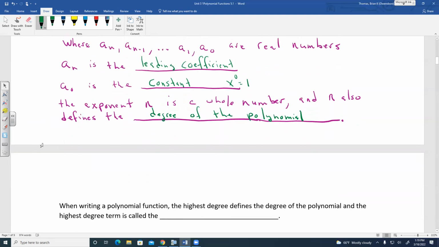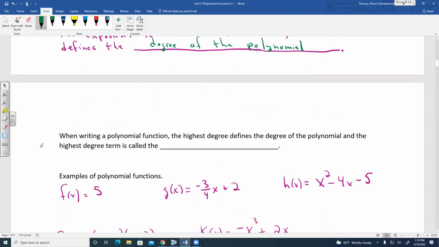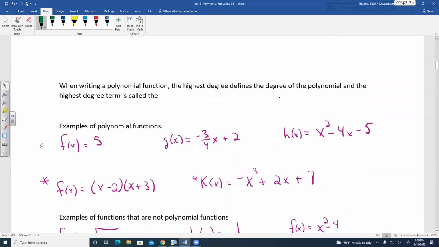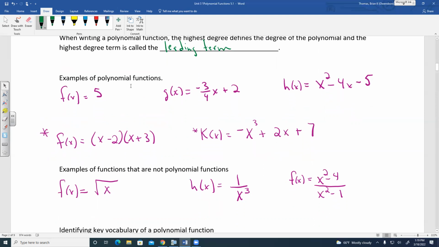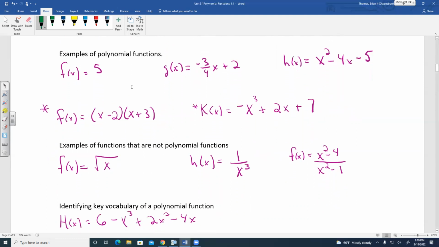So that's what we're going to be looking into, this type of notation here. When writing a polynomial function, the highest degree defines the degree of the polynomial, and the highest degree term is also called the leading term. He's the term out in front. So altogether, he's described as the leading term. So some examples of some polynomial functions.